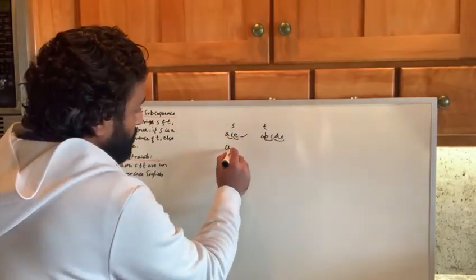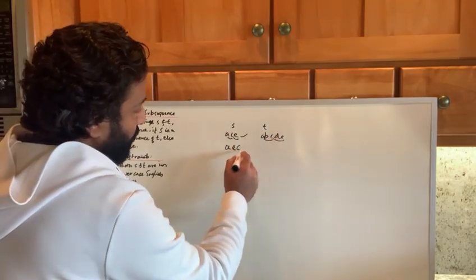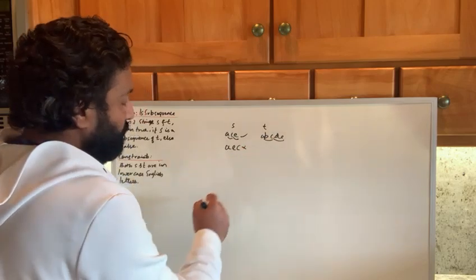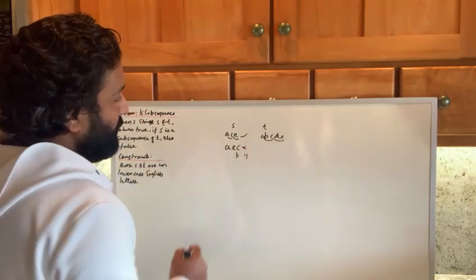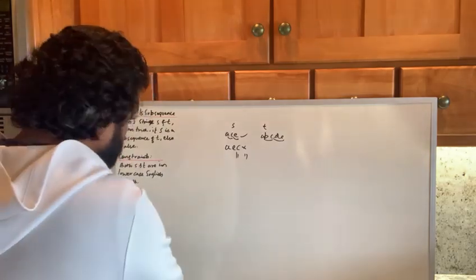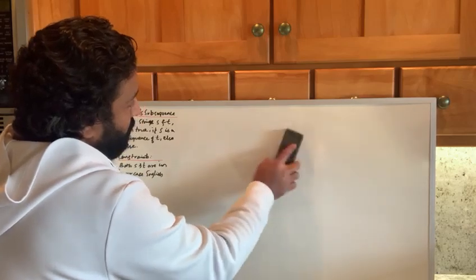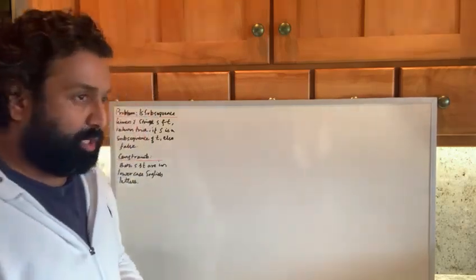If S is A, E, C, then it's different. The order is different, so this is not a subsequence. Also, an empty string S is a subsequence of target string T. So this is the definition of the property of subsequence.